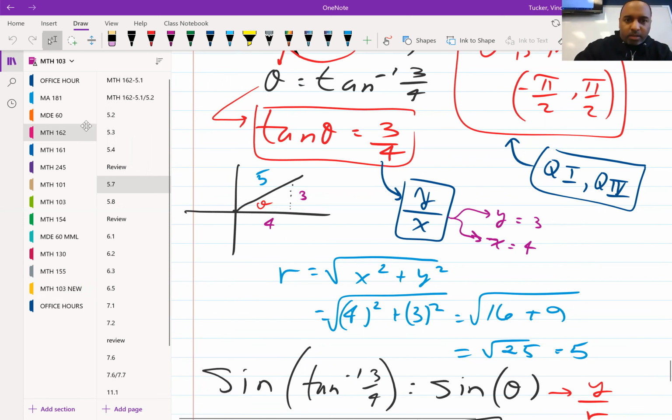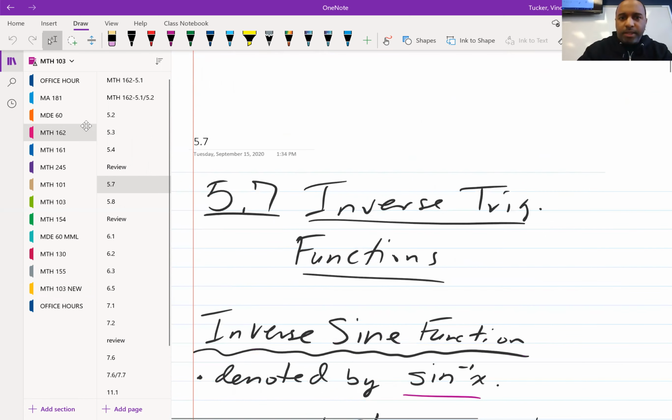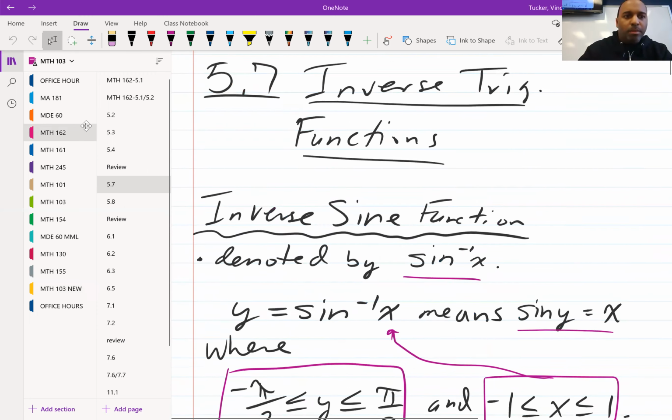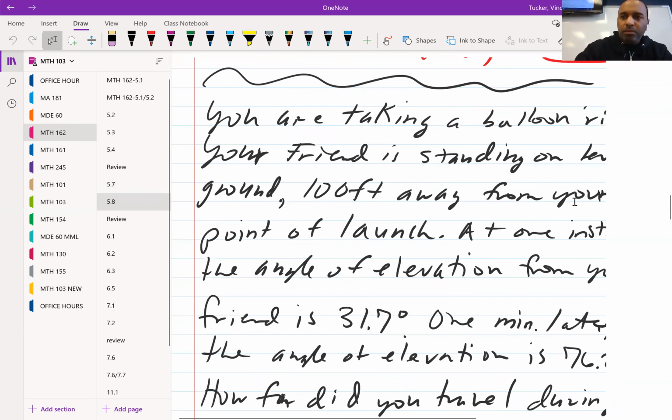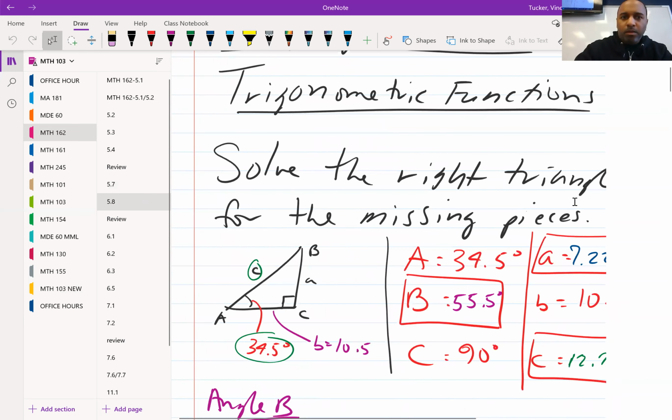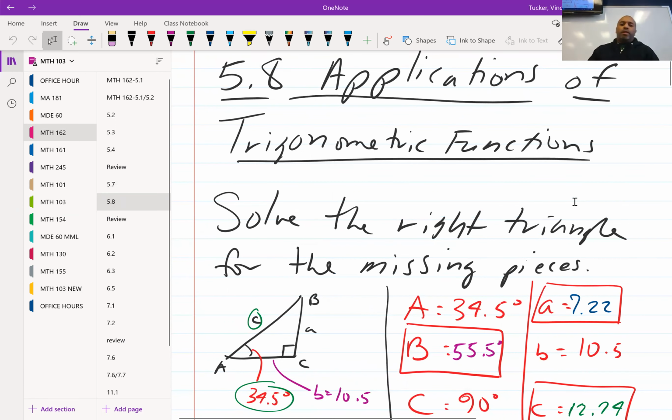All right, guys, so let's look at 5.8 today. Don't let me forget to tell you guys about Thursday. Oh, this is 5.7, 5.8. All right, so let's talk about applications of trigonometric functions.